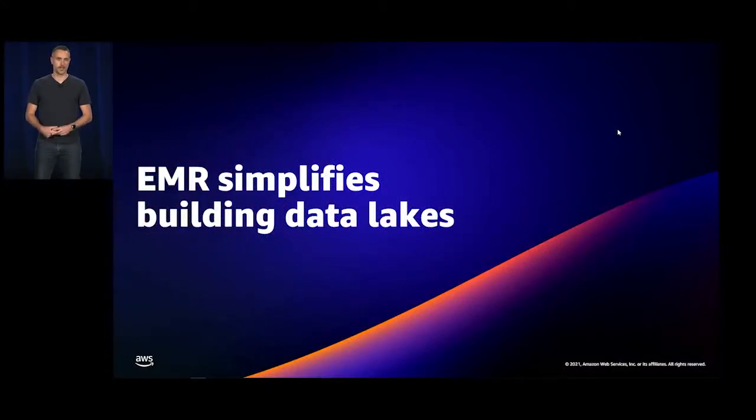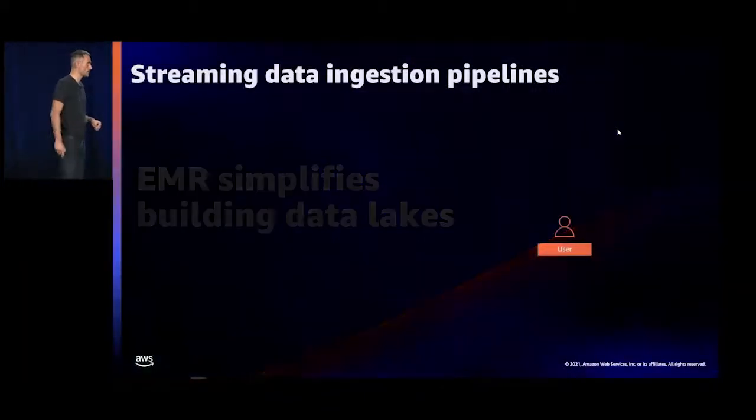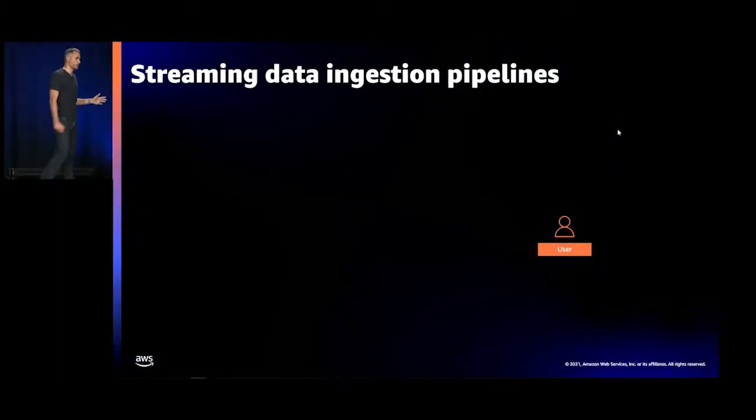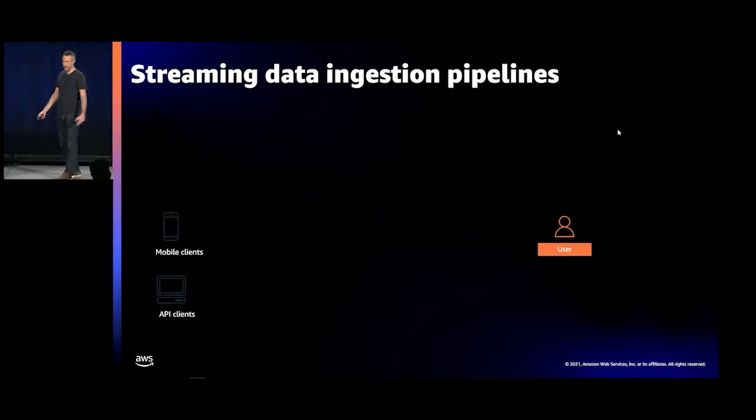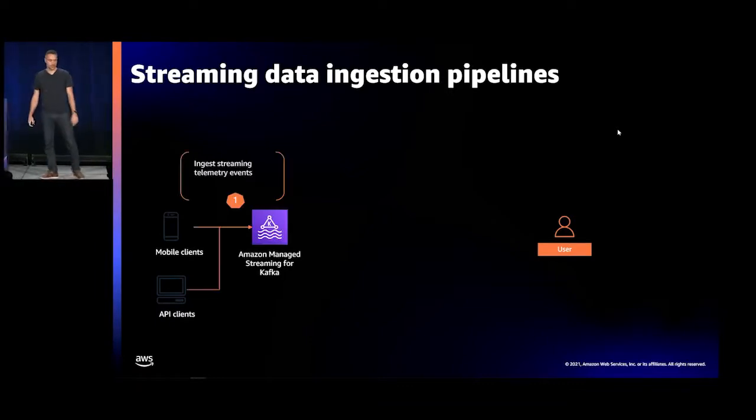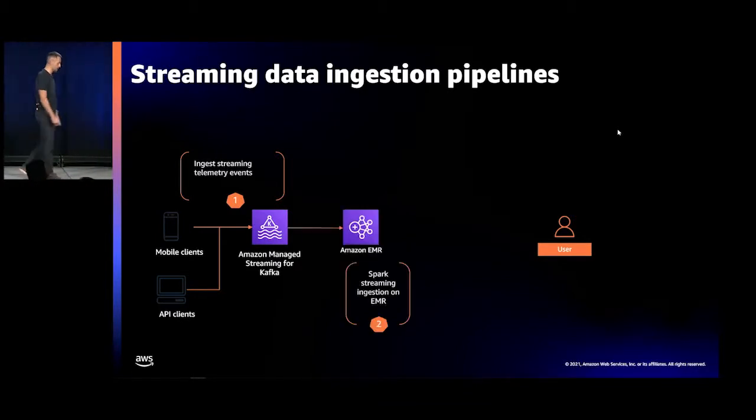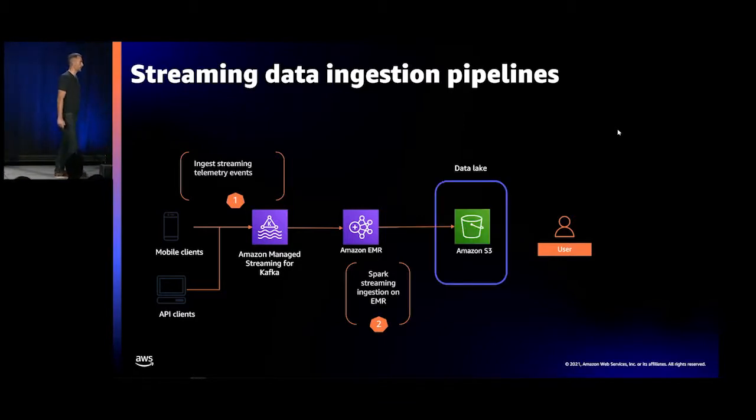Okay, let's now see how Amazon EMR can simplify the building of data lakes. And for that, I will take some very generic examples to explain the challenges that you can have and how EMR can solve that. First example is a streaming ingestion. You are ingesting thousands of records from Amazon Managed Streaming for Kafka. You need to process them using a Spark streaming job on EMR and write it to S3 to expose to some users.